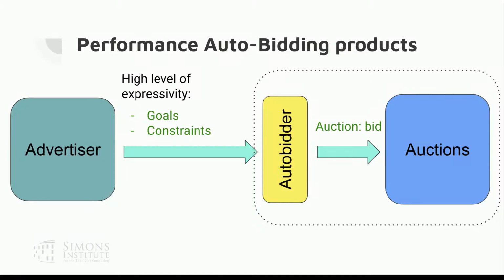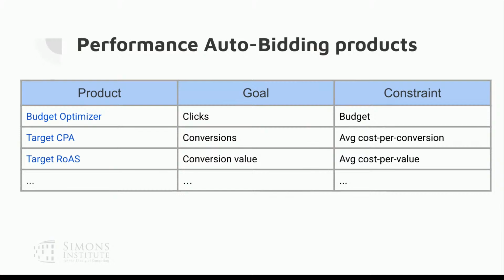And the job of the auto bidder is to bid optimally for this particular advertiser. So the entire picture is that there are lots of advertisers, and each one has an auto bidding agent which bids into the auctions. What do these goals and constraints look like? One of them we already saw, a product called budget optimizers. In that, the advertiser says, well, I just want to maximize the number of clicks I get in this month, and my constraint is this budget. And you figure out how to bid.